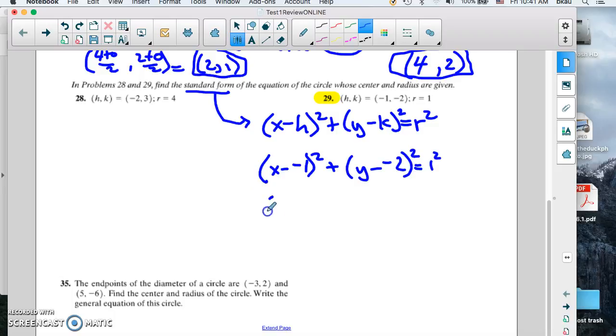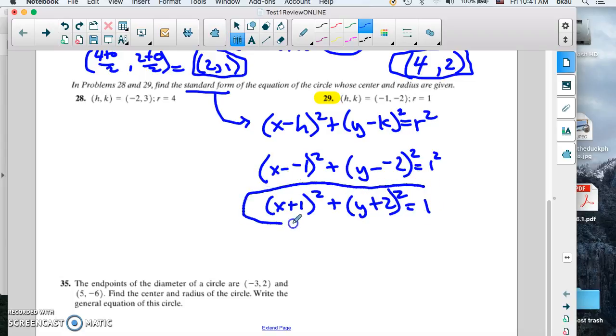So we would just simplify this and write it out in simplest form, which would be (x + 1)² and (y + 2)² = 1. 1 squared is 1, so that would be our answer to the standard equation of a circle.